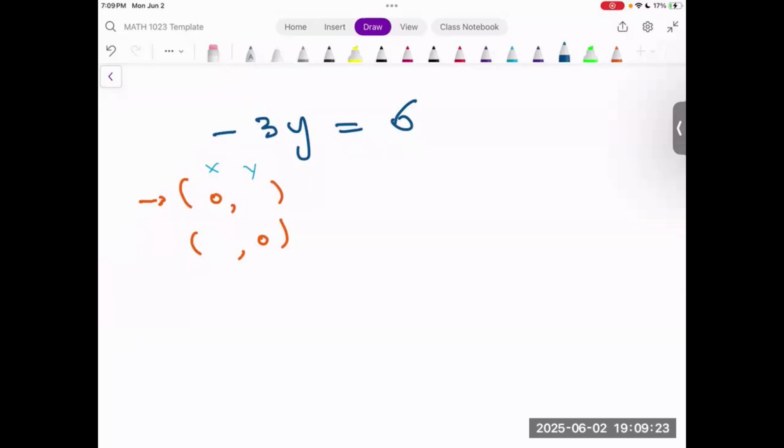So with your finger on the x, you don't see the x, you see minus 3y equals 6. What might be the y? Divide by minus 3, right? Yes? So there you go, you got it. So this is going to be negative 2.